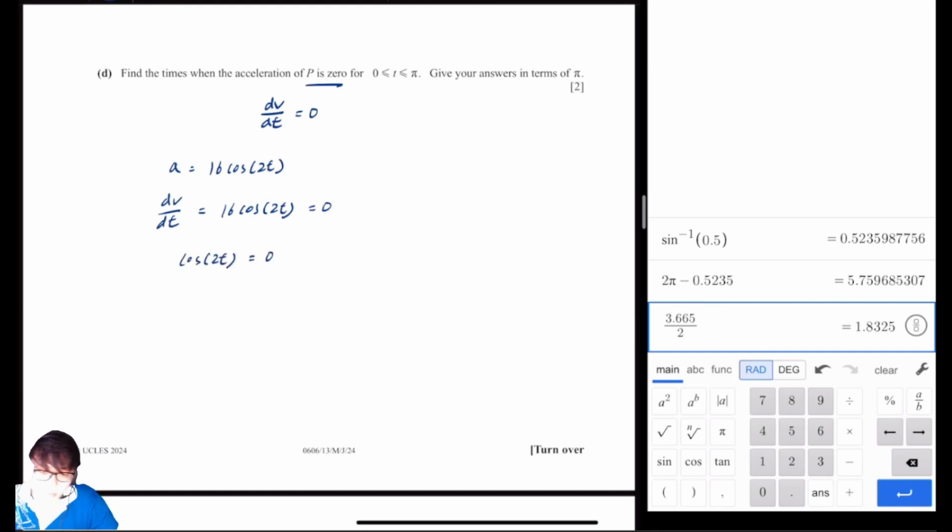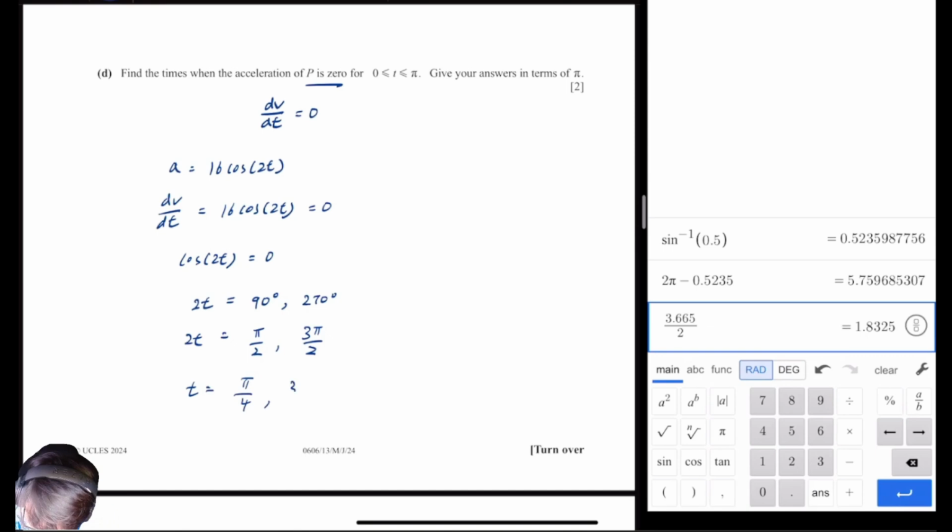So since we are using pi, just remember this, class, whenever you're trying to find the basic, when you're trying to solve cos equal to 0, it's always going to be 90 and 270, right? But you have to convert it to radians first. So 90 in radians is pi over 2 and 3 pi over 2. Then everything you just have to divide by 2. That will be pi over 4 and 3 pi over 4. So we have to give our answer in terms of pi, and that's basically it. 2 marks.